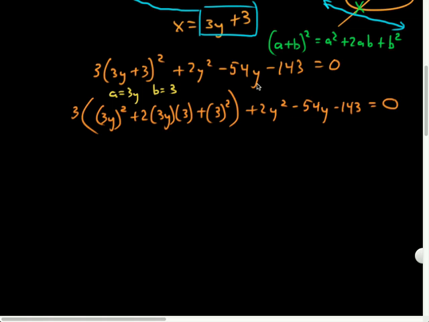So let's simplify that. 3y all squared is 9y squared, plus 2 times 3 is 6, 6 times 3 is 18, then the y hanging out, plus 3 squared is 9, equals 0. I'm just simplifying over here first. I don't feel like rewriting that over and over.